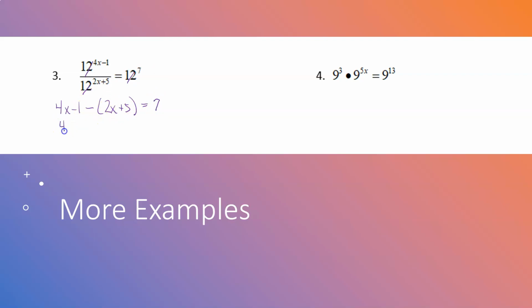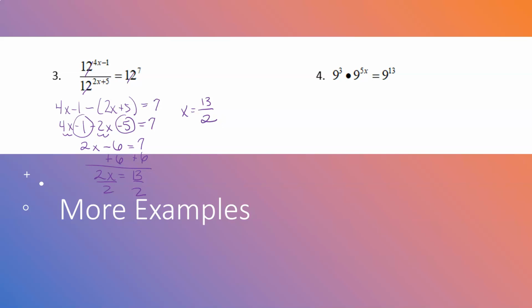We're going to distribute that negative sign to both those terms, and we're just going to go ahead and solve. We're going to combine these like terms over here. So I have 2x minus 6 equals 7. I'm going to add 6. So I have 2x equals 13. And when I divide by 2, x equals 13 halves.